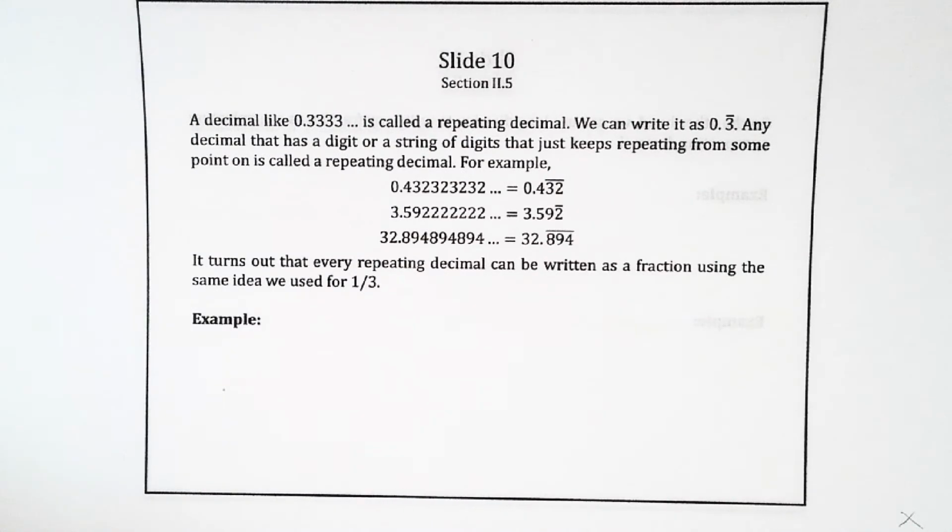Any decimal that has a single digit or a string of digits that just keeps repeating from some point on is called a repeating decimal.